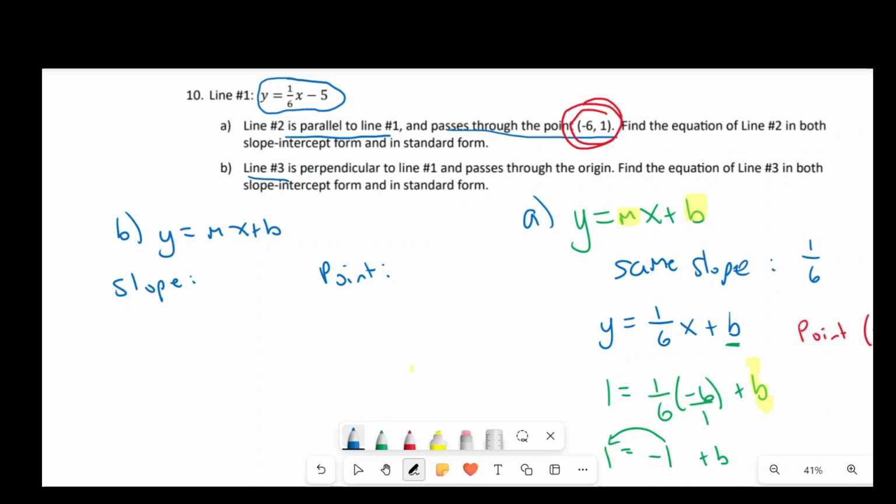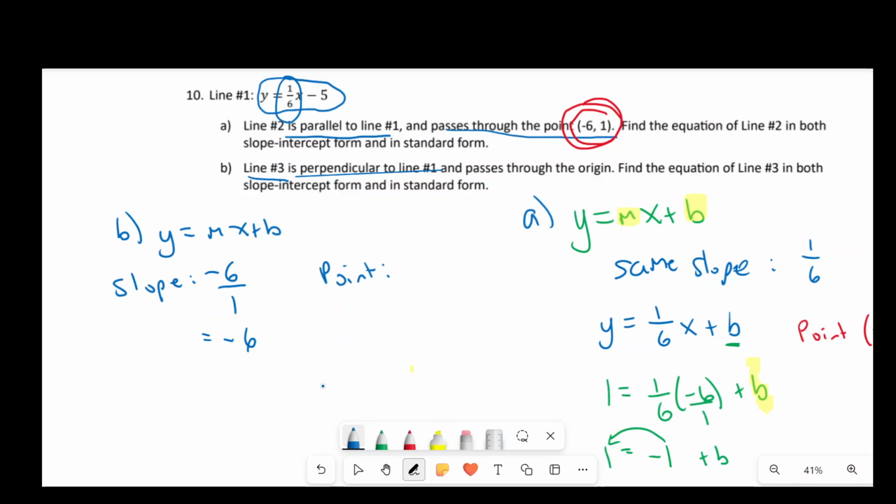So line number 3, what do I know about slope? Well, I know that line number 3 is perpendicular to line number 1. So if it's perpendicular, then that relates to the slope of both lines. So the slope of line number 1 is 1 over 6. So the perpendicular slope would be the flipped fraction, so the reciprocal, and change the polarity. So this was 1 over 6, so this is negative 6 over 1. I would probably just write that as negative 6, but it means the same thing. So that's the slope of line number 3.